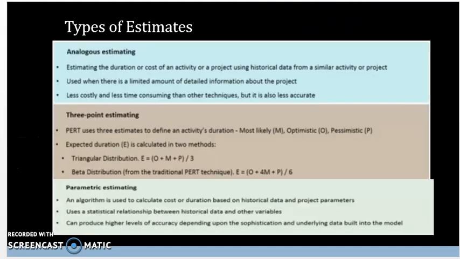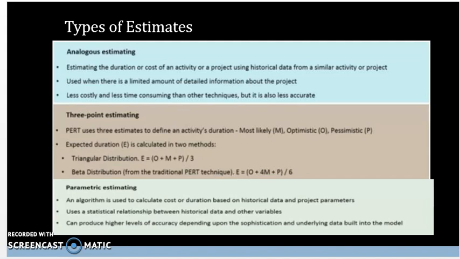This shows all the types of estimates, which will be repeated again in the estimate cost process under cost planning. So as a refresher, we have analogous estimation technique, which is where you're estimating the duration or cost of an activity or project using historical data from a similar activity or project. That's the key word, the similarity of the complexity, size, and weight. It is used when you have a limited amount of detailed information about the project and is less costly but also less time consuming, and it's not as accurate as you'd like.